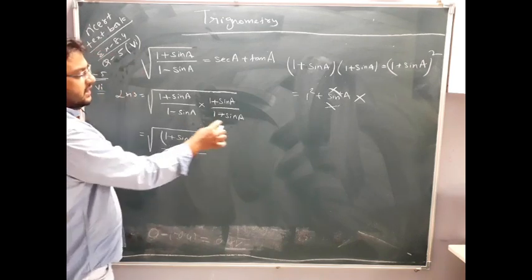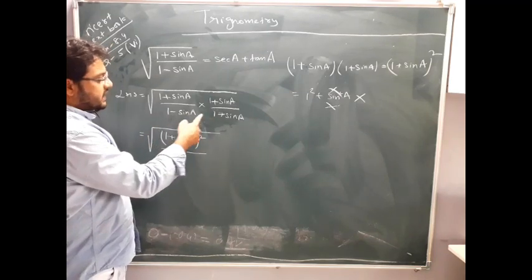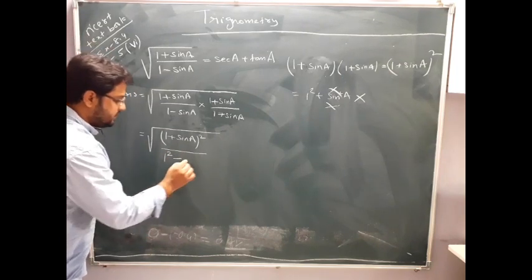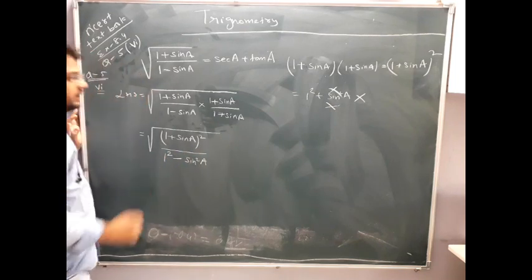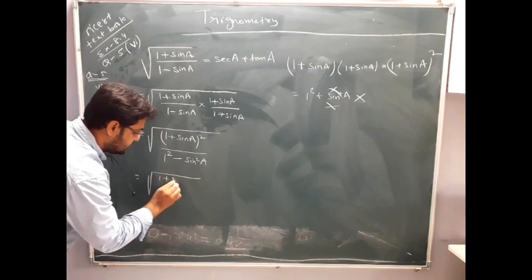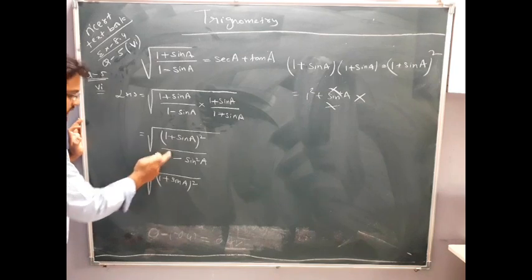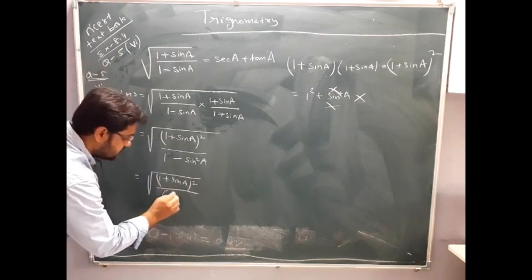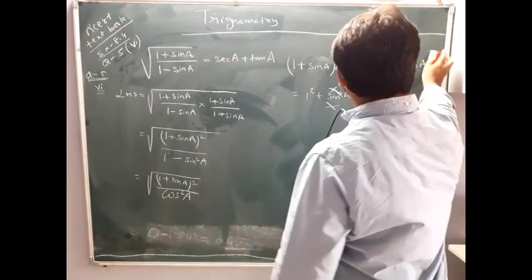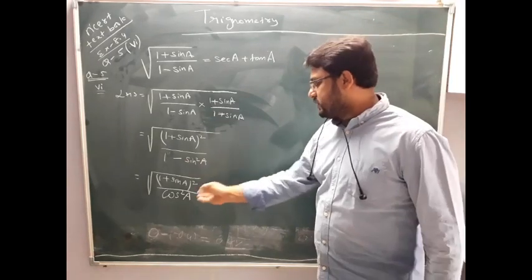Here we have 1 minus sin A and 1 plus sin A. So this is nothing but a minus b and a plus b, and a minus b and a plus b is nothing but a square minus b square. So here a square means 1 square, minus b square means sin square. Clear? Okay. Now we will do it separately. Here 1 plus sin A the whole square, and you know students, 1 square means 1 only. So 1 minus sin square A means cos square A, because you know sin square A plus cos square A equals 1.